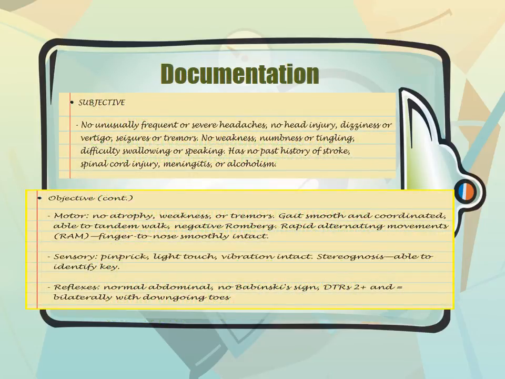Documentation, much the same as we've seen throughout all of these chapters. We're going to look at headaches. We want to know about head injuries, dizziness or vertigo. We want to know about seizures or tremors, whether or not there was any weakness, numbness, or tingling, difficulty swallowing or speaking, whether they've had a past history of stroke, spinal cord injury, meningitis, or alcoholism. Objective, remember that we're looking at their motor and their sensory. We're also looking at their reflexes specifically.